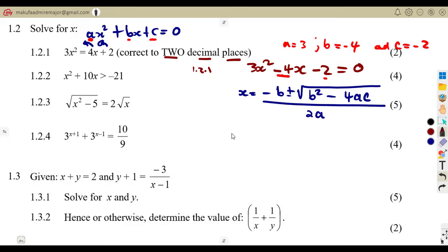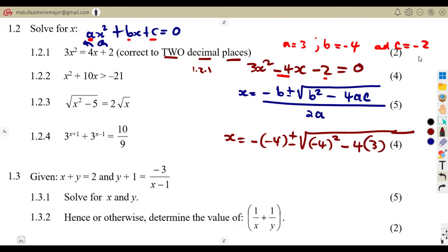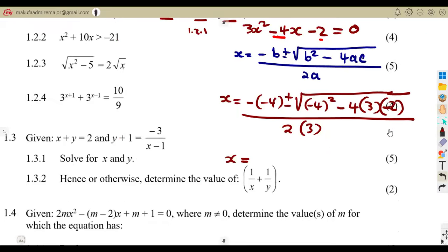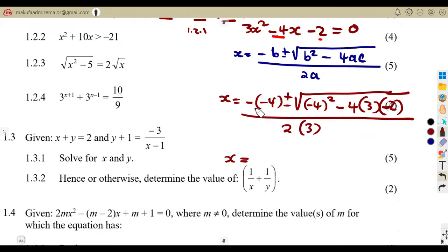So let us substitute into the formula. x is equal to minus b, and our b is -4, so that's minus -4, plus or minus the square root of b squared. That's -4 squared, minus 4 times a, which is 3, then multiplied by c, which is -2. Everything over 2 times a, which is 2 times 3. So you are going to simplify this to obtain the x values. A minus and a minus gives us a plus.